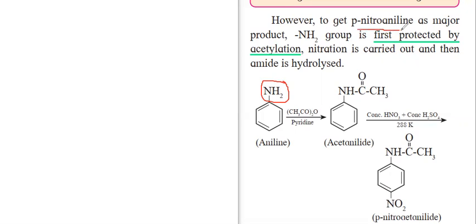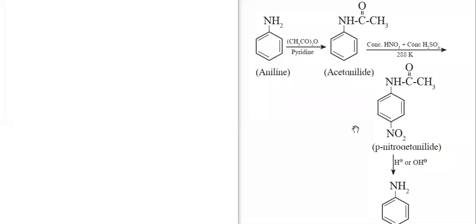To get para nitroaniline, meaning only the pure para product, the NH2 group is first protected by acetylation, then nitration is carried out, and then that amide is hydrolyzed. We'll see the reaction, then you will understand. See, this is our aniline, in presence of pyridine it is first protected. It is called the acetyl group, and this acetyl group protects that amino group.